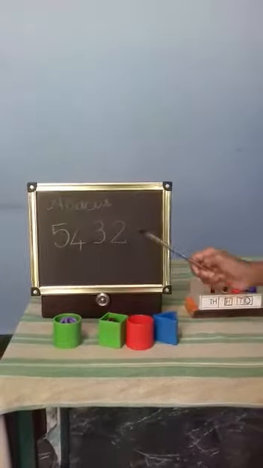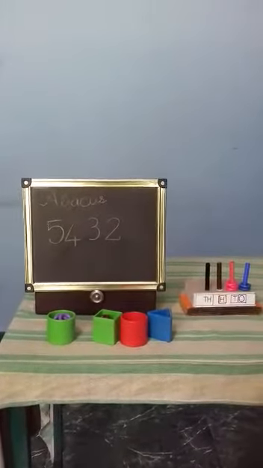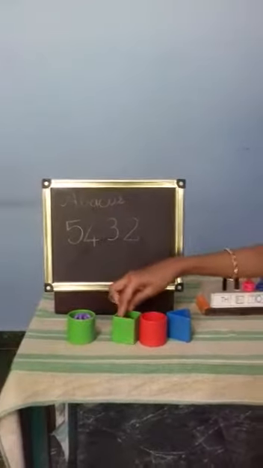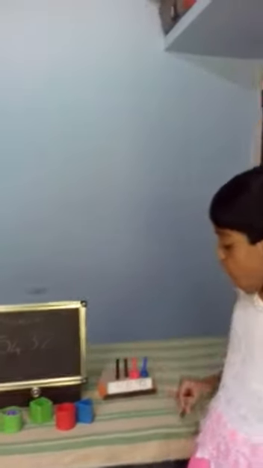5,432. Four. Four is in the hundred place. So I take four rings and put them into the hundred place. One, two, three, four.